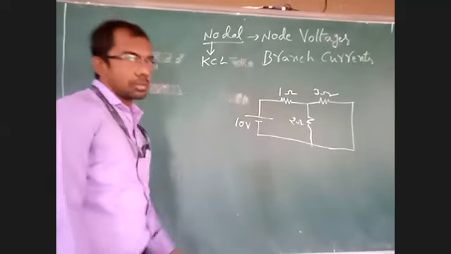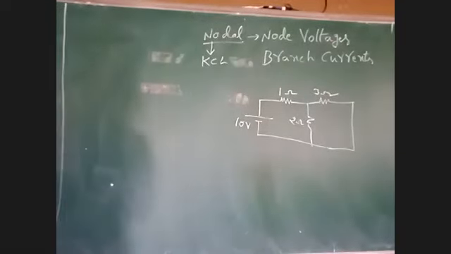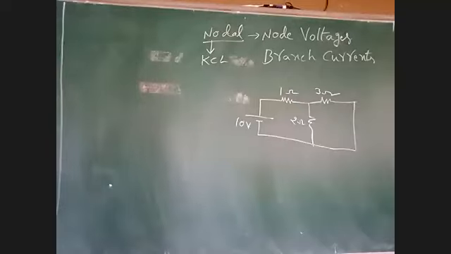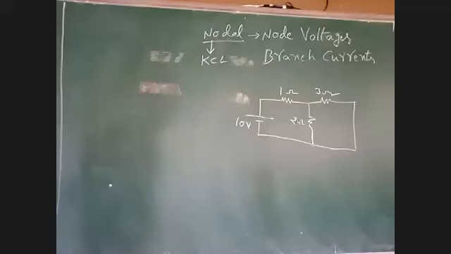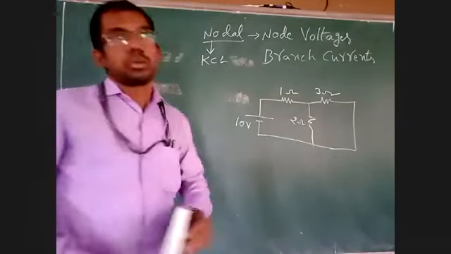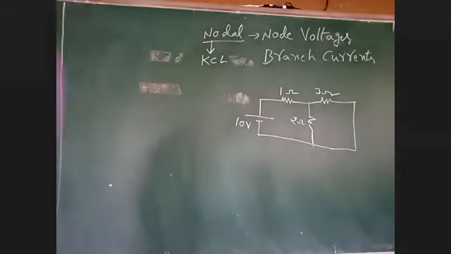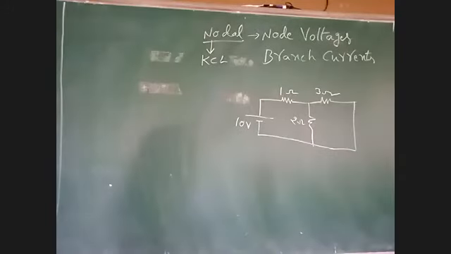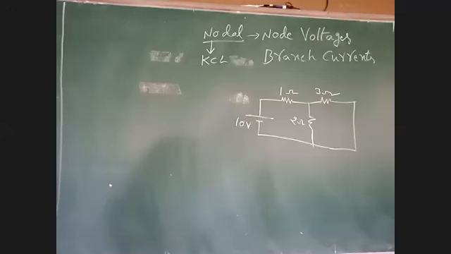See in this circuit, how many nodes are there? Only 2. Okay. See here. What do you mean by node? I have told you. A node is a point where two or more branches join at a common point. Two or more branches joining at a common point.